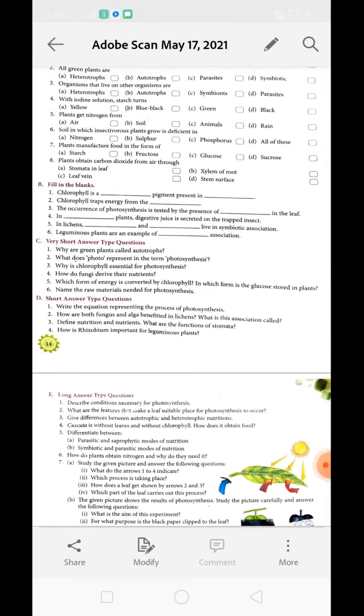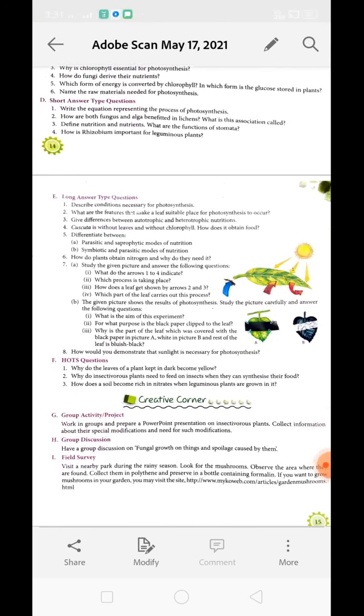Now next, question number 6. Name the raw materials needed for photosynthesis. The raw materials needed for photosynthesis are first chlorophyll, second sunlight, third water and minerals, and fourth carbon dioxide. Clear?